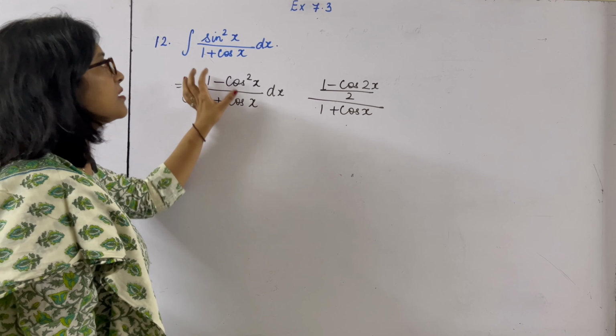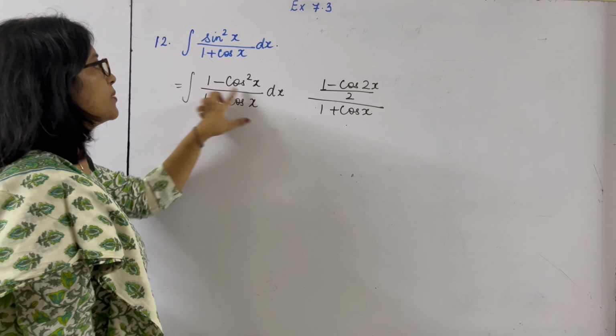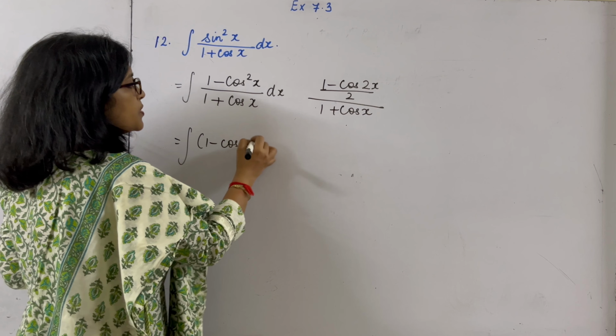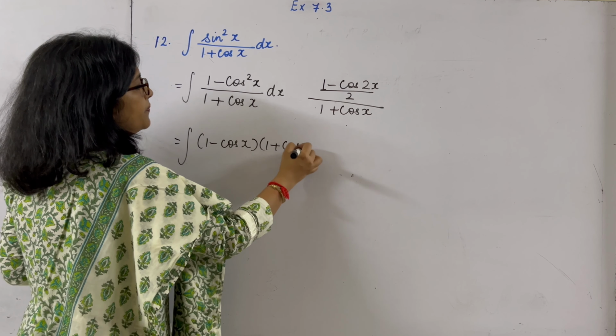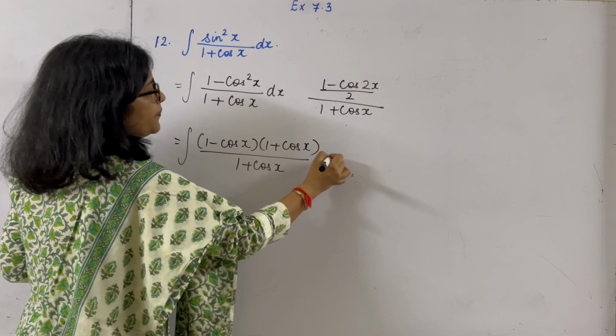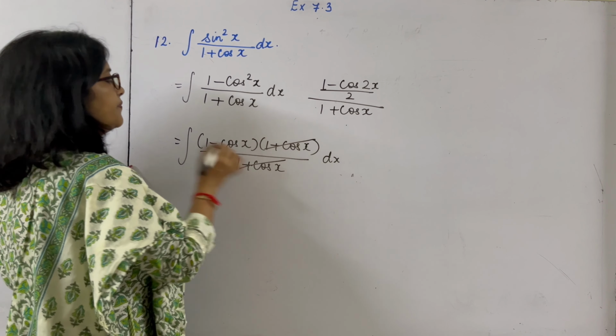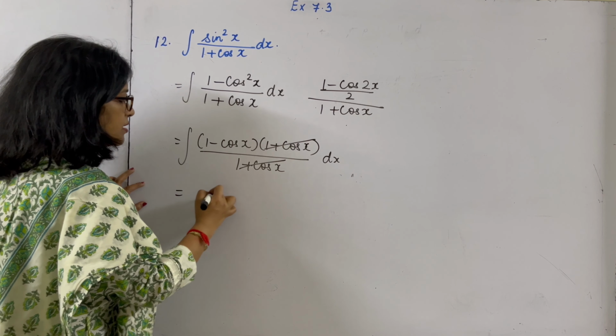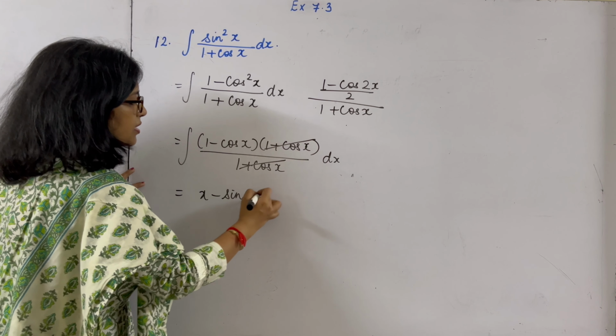So which one is easier? Writing sine square x as 1 minus cos square x, and when we write that, we can apply the a square minus b square formula. So this becomes 1 minus cos x times 1 plus cos x, and the 1 plus cos x gets cancelled. Okay, and now simple integration: integration of 1 is x, integration of cos x is sin x, that's it.